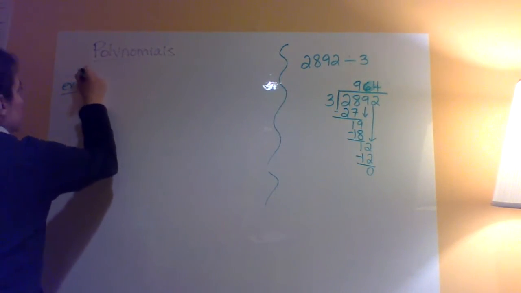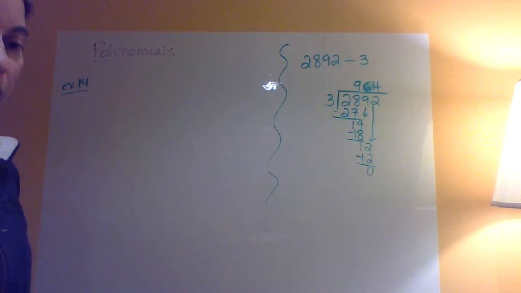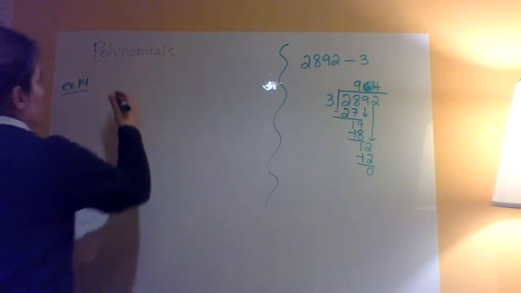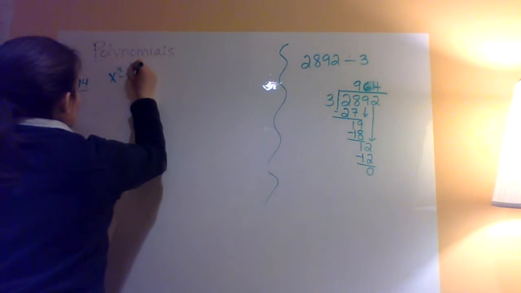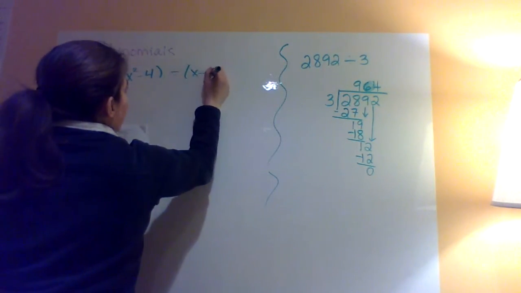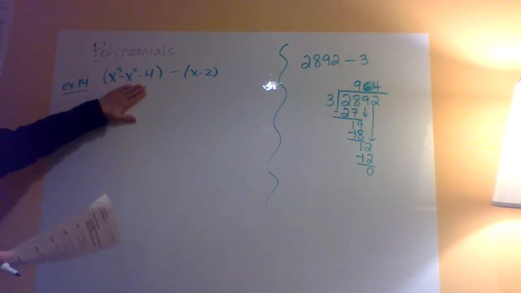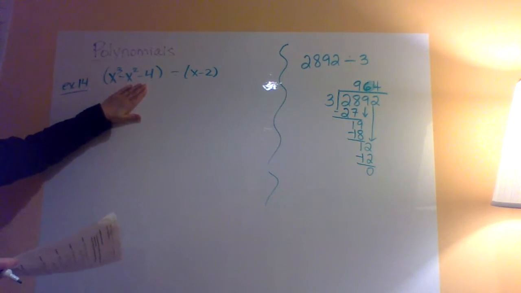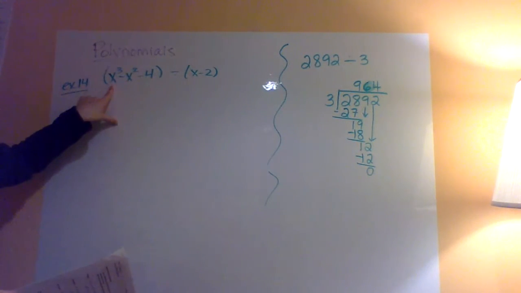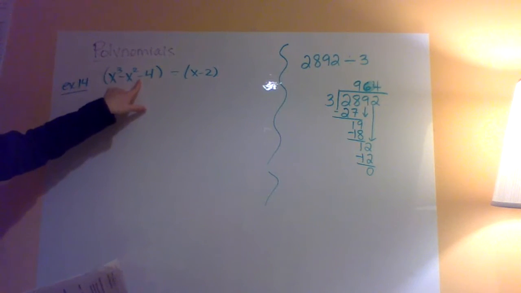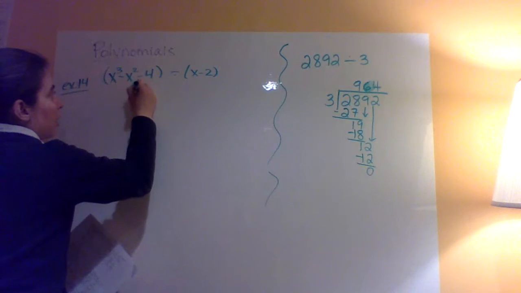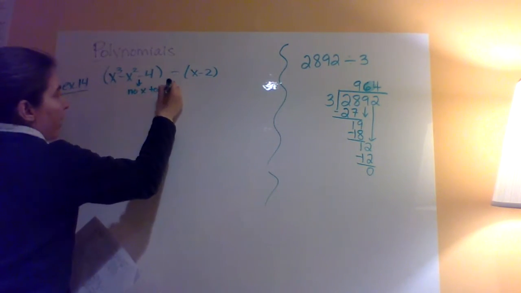So, in example 14, we have x cubed minus x squared minus 4 divided by x minus 2. And if we look at this dividend, and we're thinking about the exponents, we kind of see that there's something missing. There's an x to the third, there's an x squared, there's no x. So there's no x term here, okay?